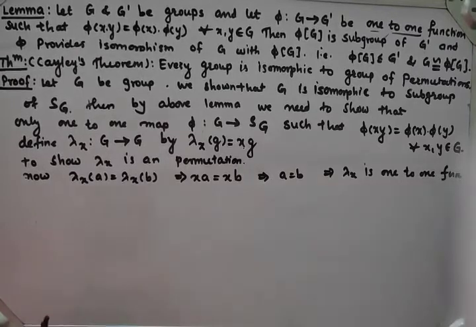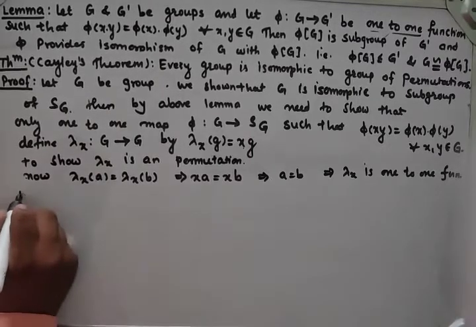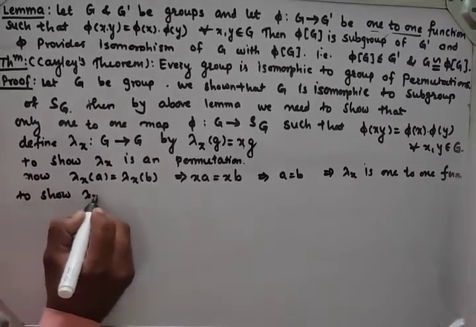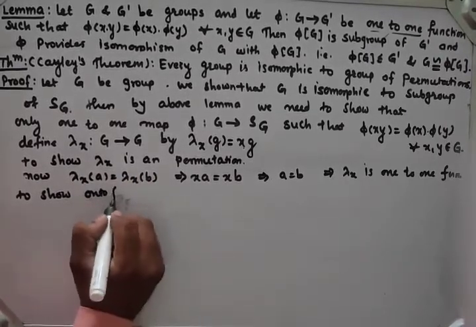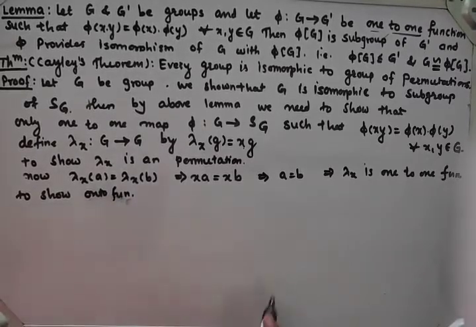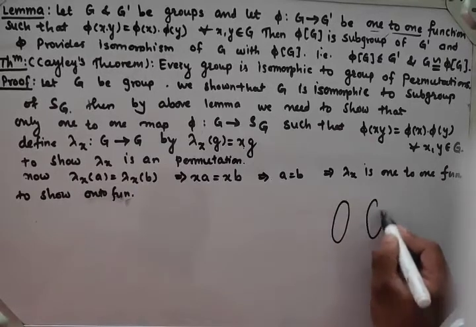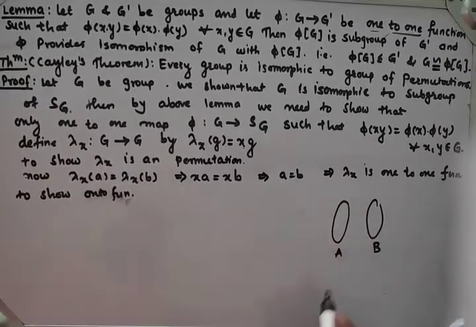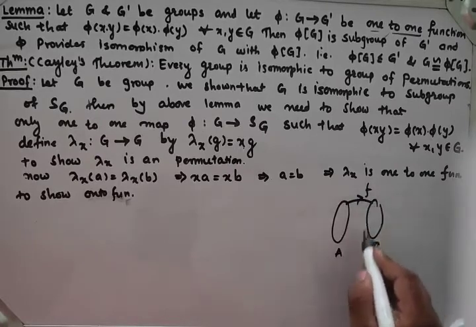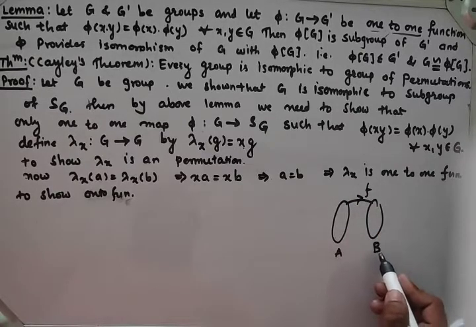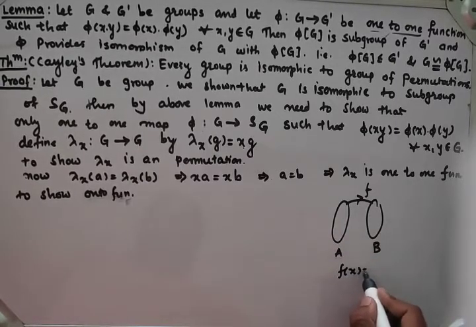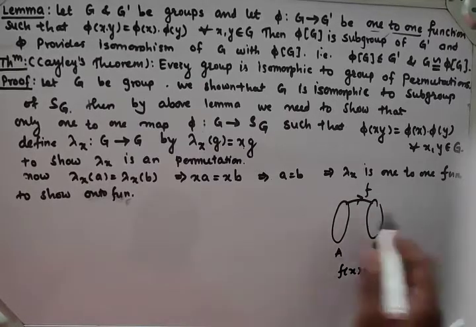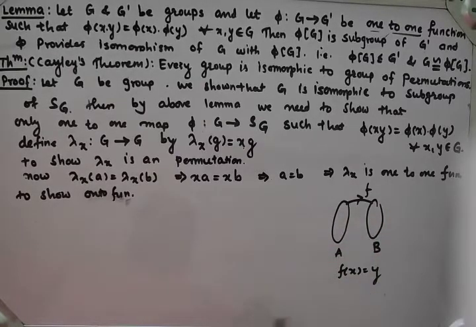Right? So next, to show lambda x is onto. Now for the definition of onto, we have two sets, so this is A and this is B. When we say that function f is onto, for every element y in B there exists an element x in A such that f of x is equal to y. Means every element in the codomain has a pre-image in A. So we say that the function is an onto function.